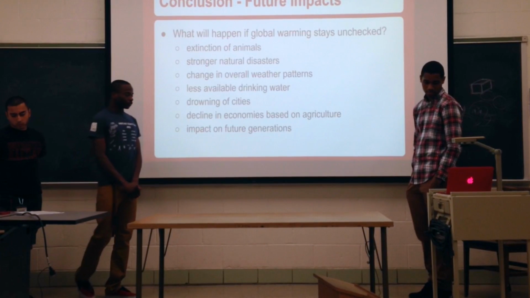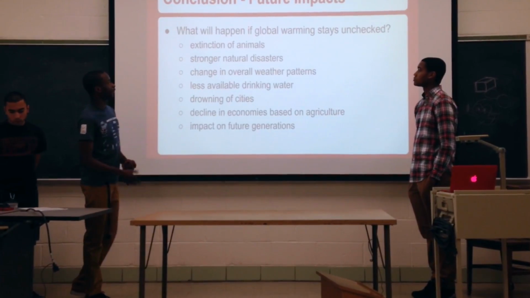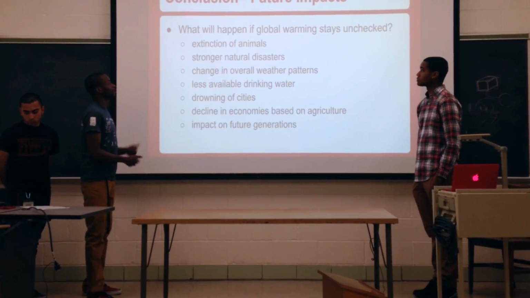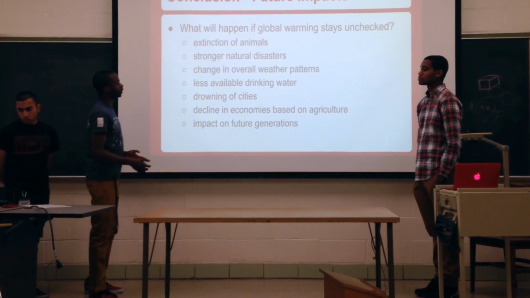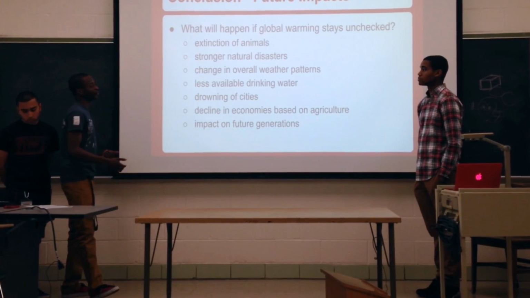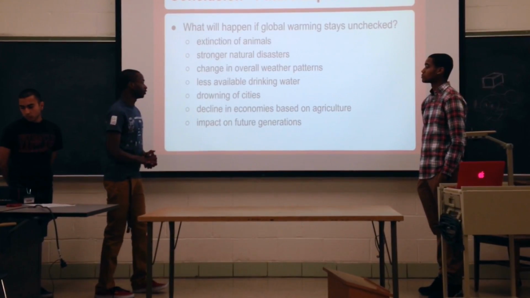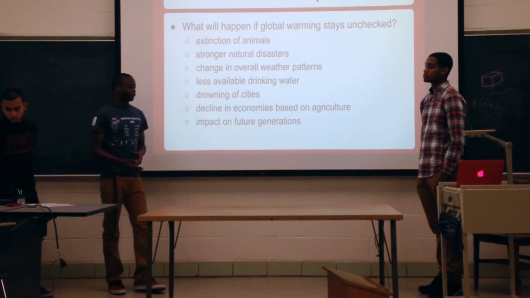Okay, so now, if we don't do something about it, these are just a few of the future impacts that it can have on us. Extinction of animals, stronger natural disasters, changing overall weather patterns, less availability of clean drinking water, drowning of cities, declining economy based on agriculture, and impact on future generations.